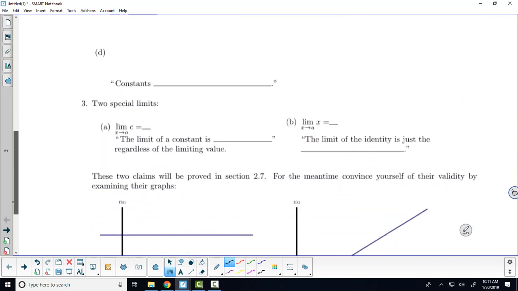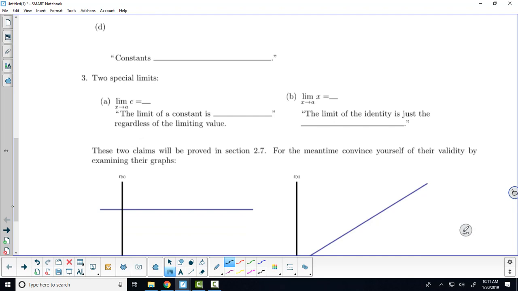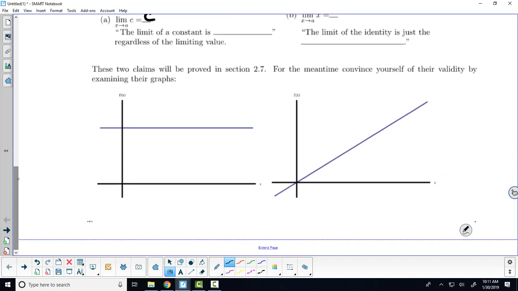So specifically, keep in mind that we had these two special cases. We said that the limit of a constant is just the constant. Okay? And the limit of the identity function is just the limiting value a. And I justified those to you with the graph, right? If here was the x value a, and we look at the limit as x approaches a of this constant function f of x equals c, it is just c.